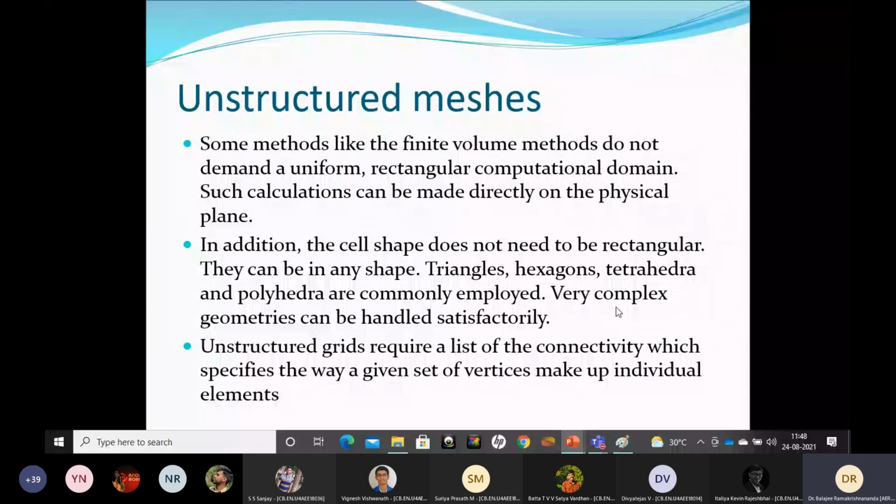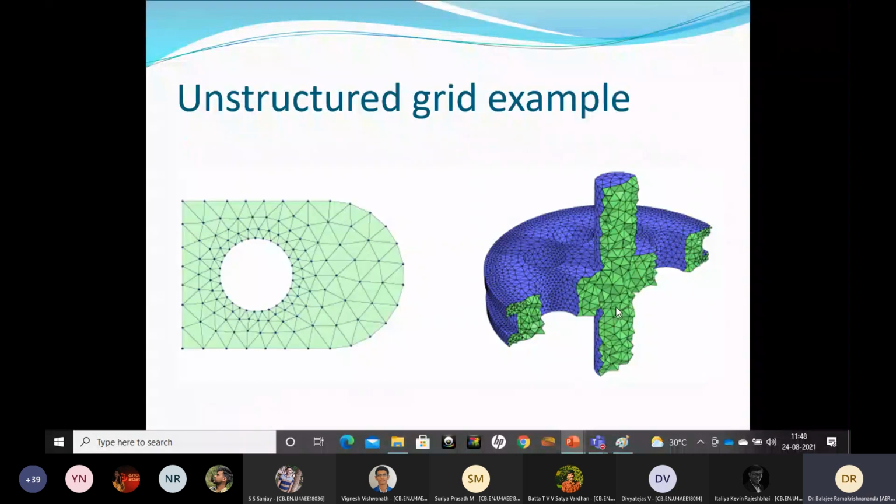Okay. So some examples are given. For around a cylinder, it's given on the left hand side. You can see only triangles there. Then in 3D, you have tetrahedral meshes. So this is not only for CFD, even for solid structure analysis, you can use such grids. You can see this unstructured cell on the right hand side for a structure inside.